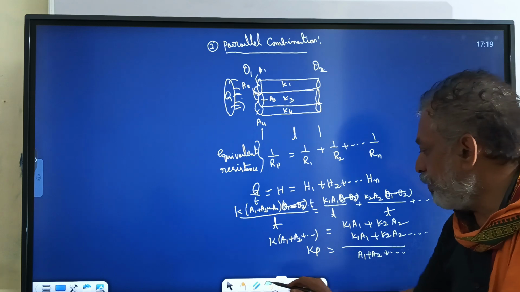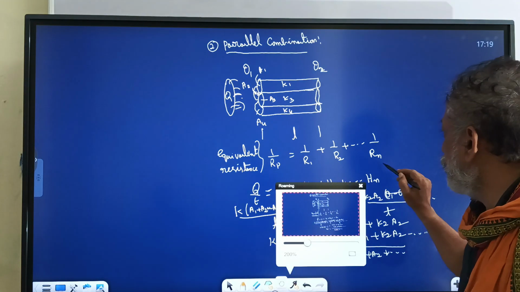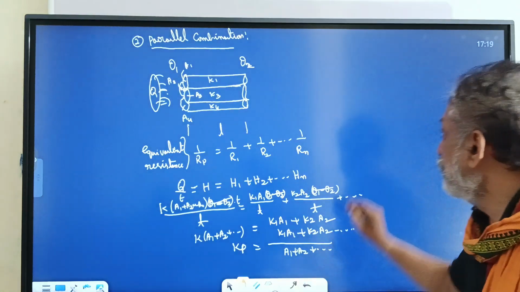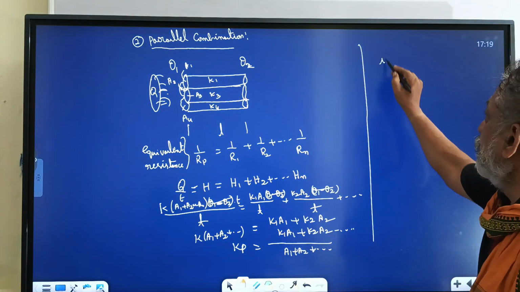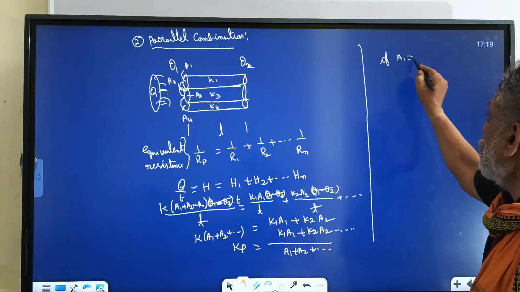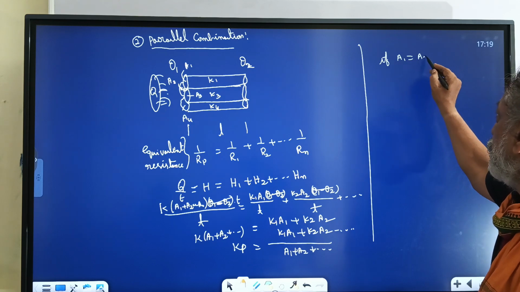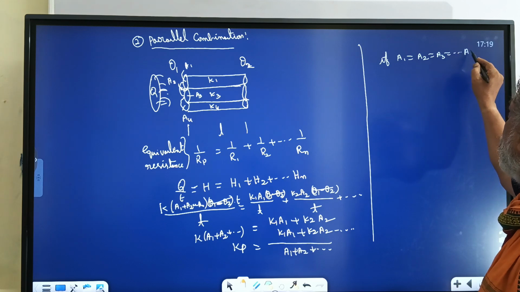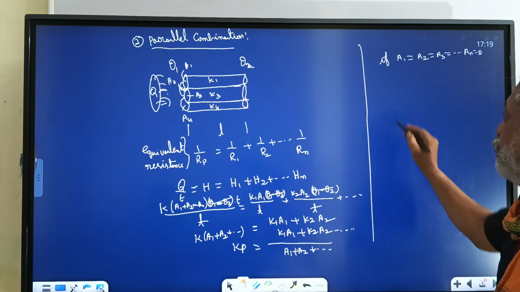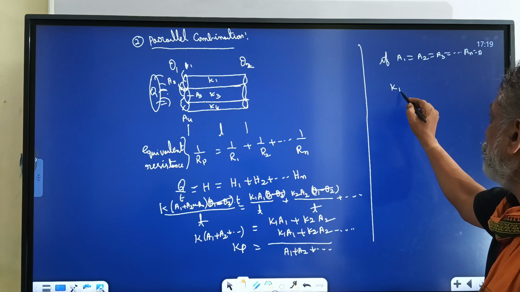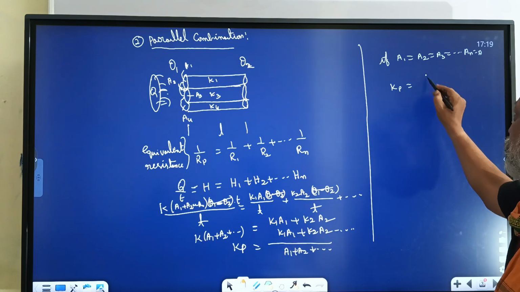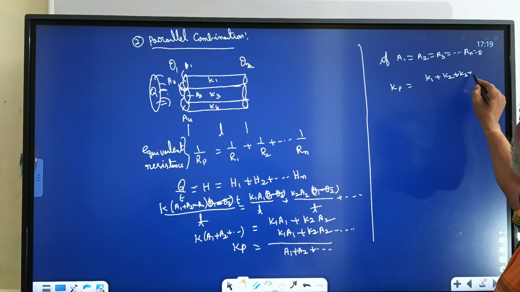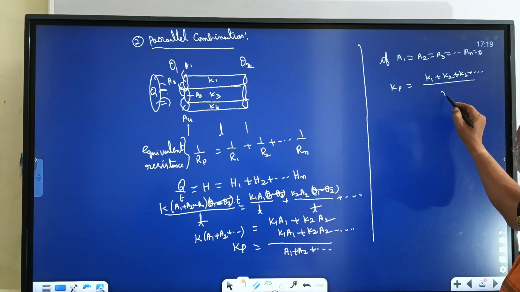Now finally, if the areas of cross section are equal, if A1 is equal to A2 is equal to A3 up to An, that is equal to A, then what can you do? The thermal conductivity Kp is equal to K1 plus K2 plus K3 and so on, divided by n.